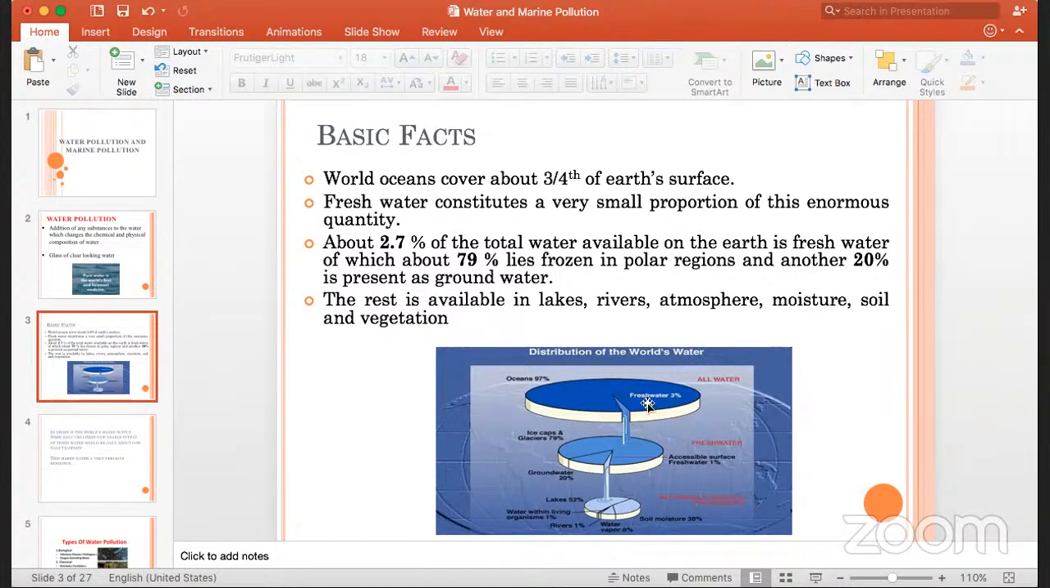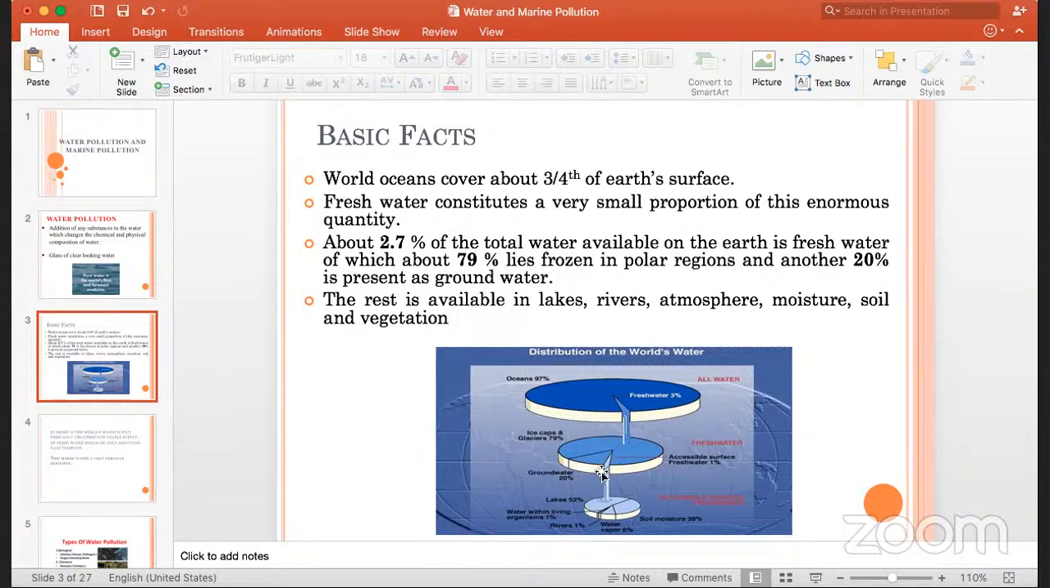Now, even in the freshwater stock that is available, the majority, about 80% of the freshwater chunk, is locked in the form of ice. So ice is also not directly usable. Glaciers are also not directly usable. So again, that percentage is also gone. Now, how much do you have? Roughly about 20%.